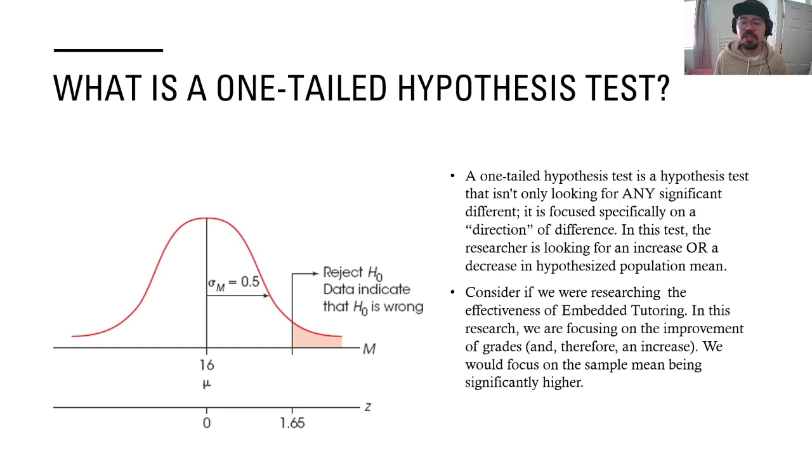Consider if we were researching the effectiveness of embedded tutoring. Okay. In this research, we're focusing on the improvement of grades. We want to know that embedded tutoring is helping students. So we want to see an increase, therefore a movement to the right of our mean, in the sample mean of student grades, right? We're not looking for a decrease. If we're looking at the efficacy of embedded tutoring, we're not wondering if something's happening over to the left. We want to know what's happening to the right.